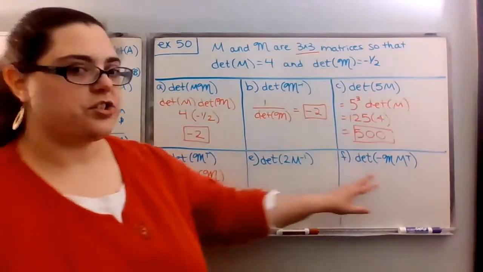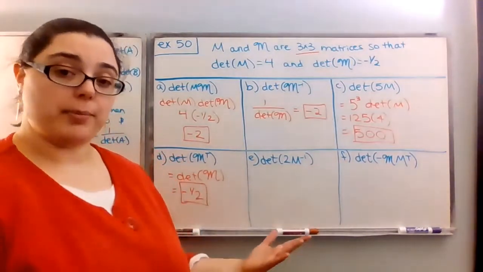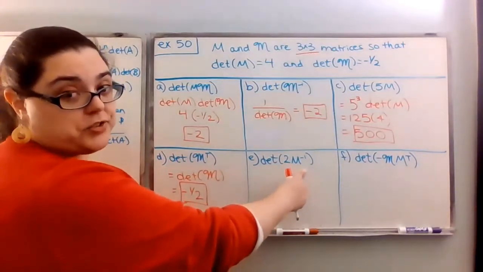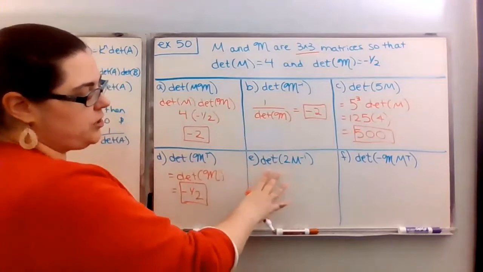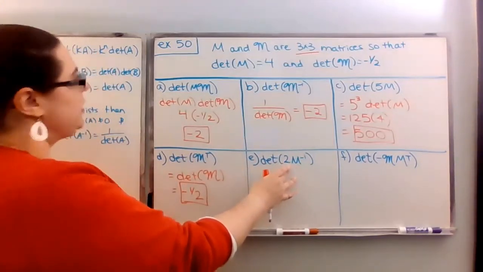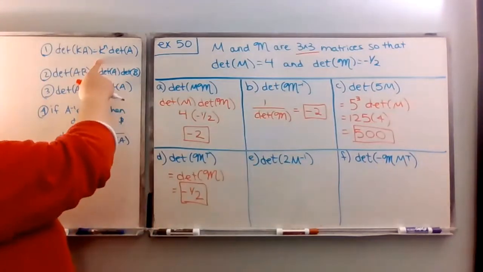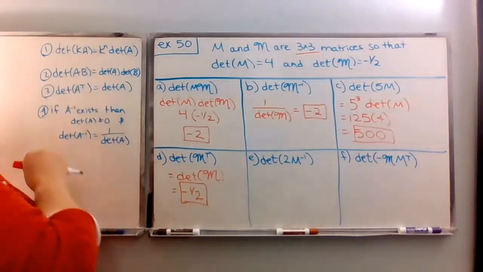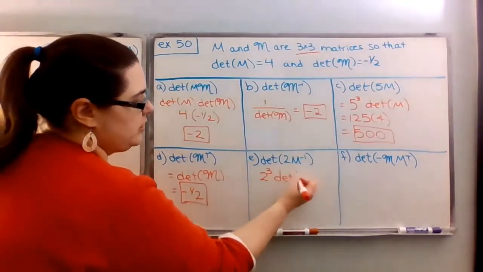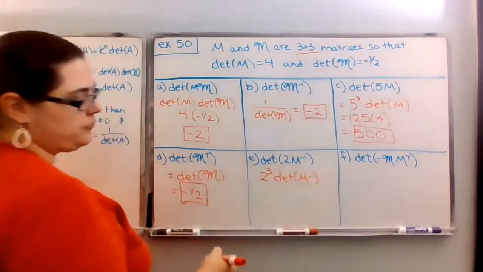Now for these last two parts, we're actually going to be applying two properties because we have here a scalar multiple and we have an inverse. So to start out with, I'm going to deal with the scalar piece. And the scalar piece is going to be, in this case, 2 cubed. So we're going to get 2 cubed times the determinant of m inverse.